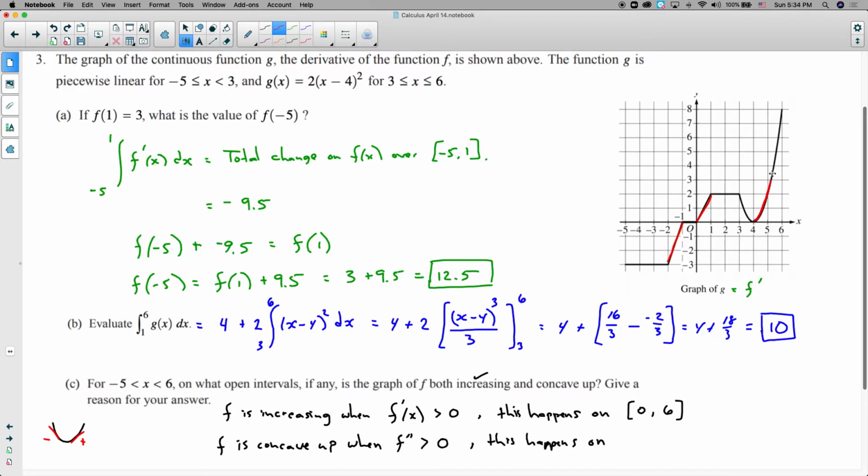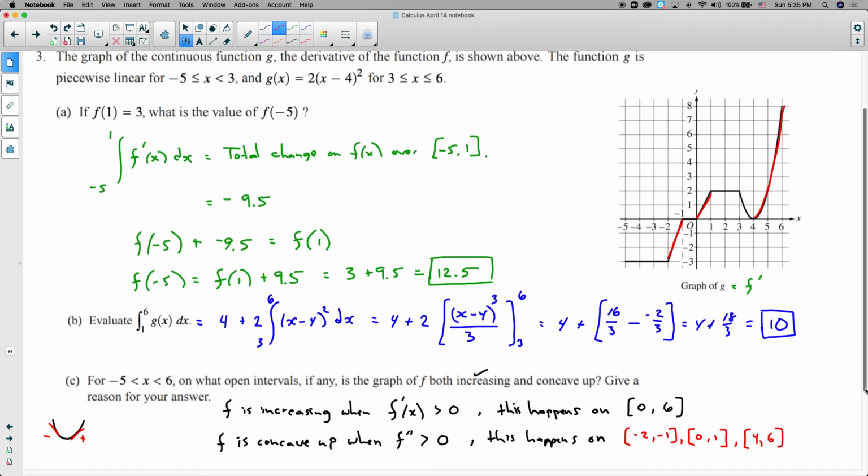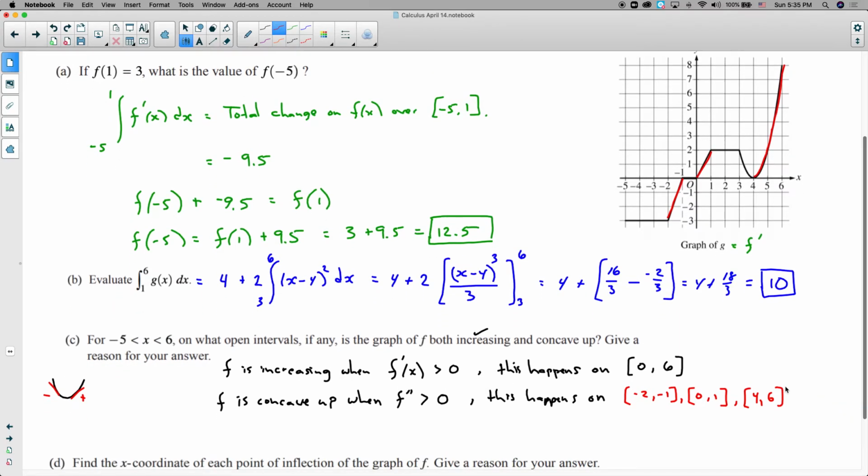And over here. Okay, so those intervals are -2 to -1. And also from 0 to 1. And also from 4 to 6. Okay, so then our answer is when we consider both.